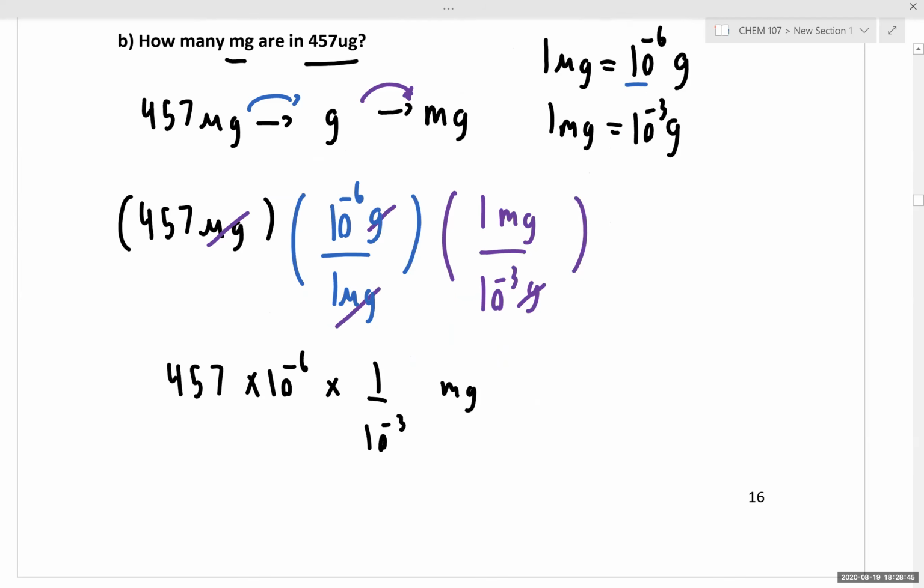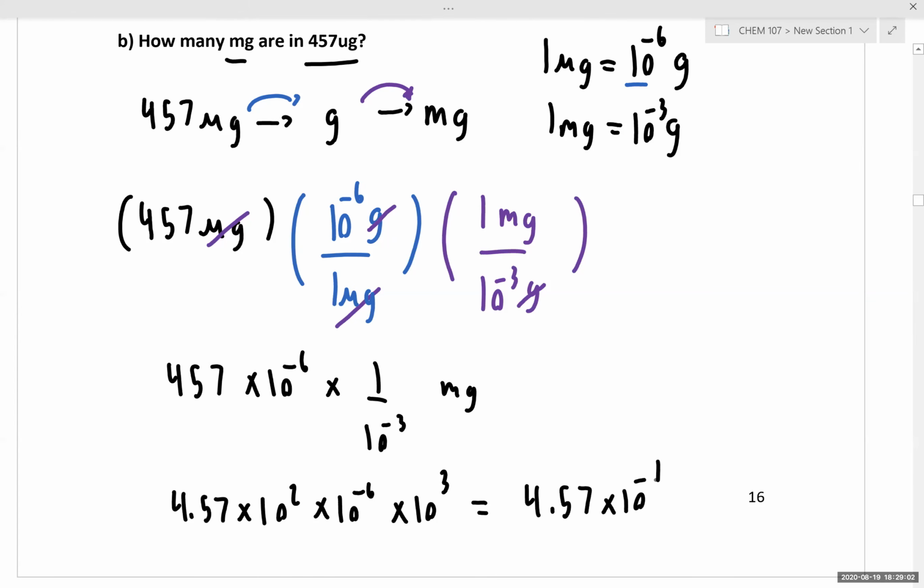And processing this further, that gives us 4.57 times 10 to the 2nd times 10 to the negative 6th times 10 to the 3rd. And that in turn gives us 4.57 times 10 to the negative 1st milligrams. And don't forget your units at the end. Does this make sense to everyone? Any questions on this example?